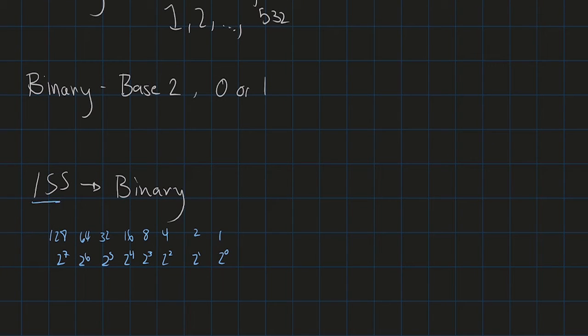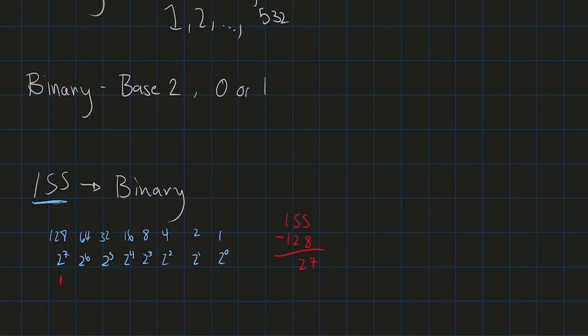Since we have 155, we would start with the most significant bit, which in this case would be 128. So we have to check to see if 128 is less than 155. In our case it is. So we put a 1, and then we subtract 128 from 155, which would be 27.